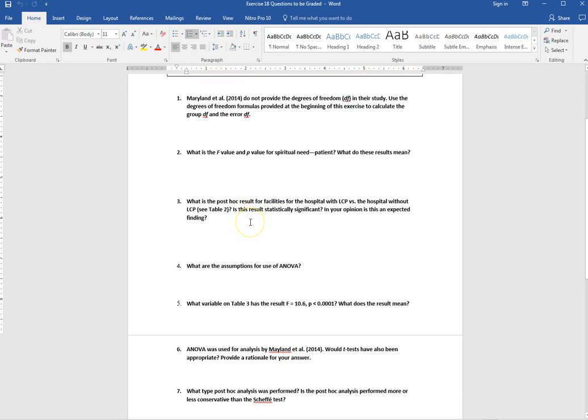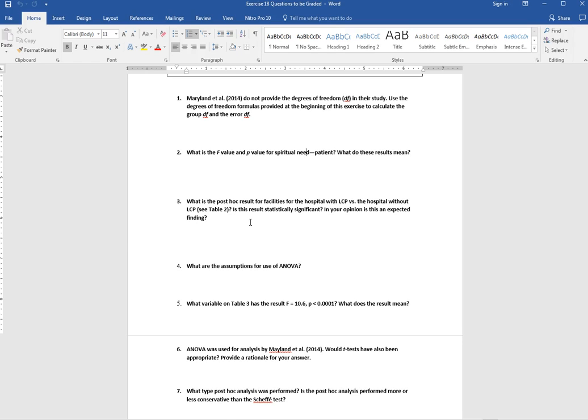Okay, number three, what is the post hoc result for facilities for hospital with LCP versus the hospital without LCP? So we can look at table two for this. So we need to look and see what that result is. Now, a post hoc test is a test that we do after our analysis has been completed. Once we've run our analysis, we might do some additional testing on that analysis that we ran to see if it was valid or if there were any problems with the analysis that we did.